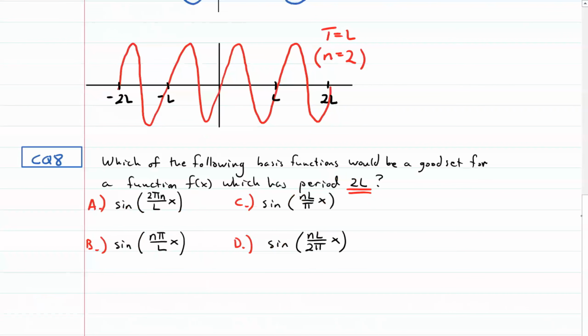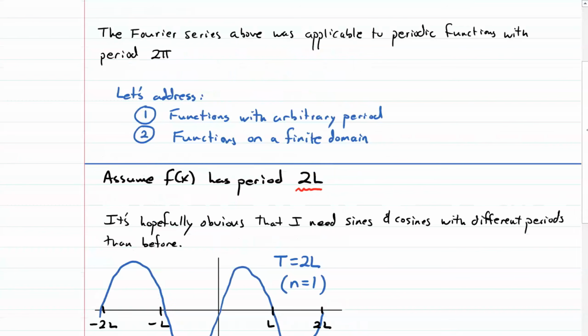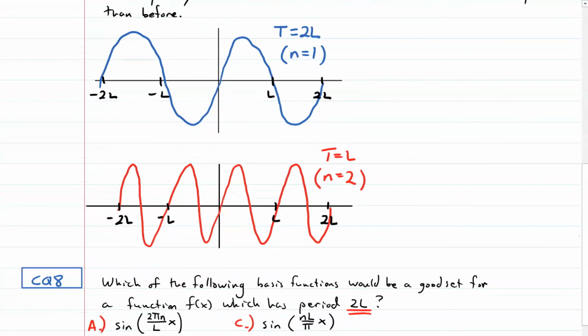So hopefully you've made your guess about which one of these is the set of functions that we need. It's probably not too hard to see that in general, for n equals 1, the period is 2L. For n equals 2, the period is L. So hopefully it's not too hard to see that in general, the period of the nth wave that I'm going to use needs to be 2L divided by n.